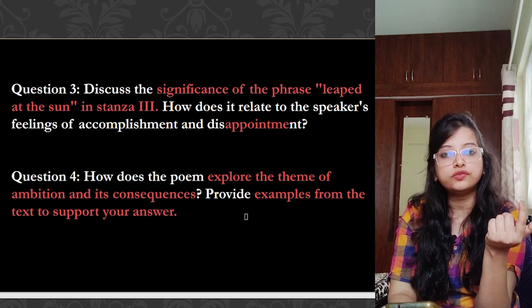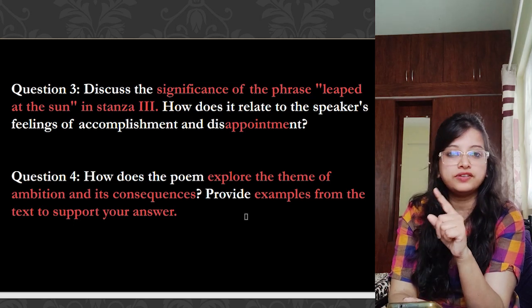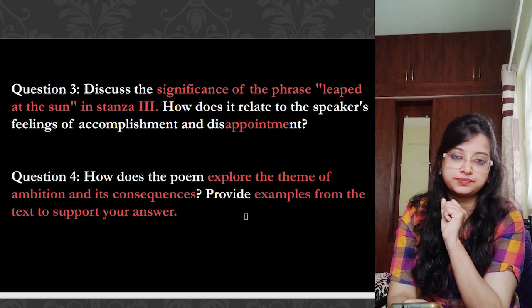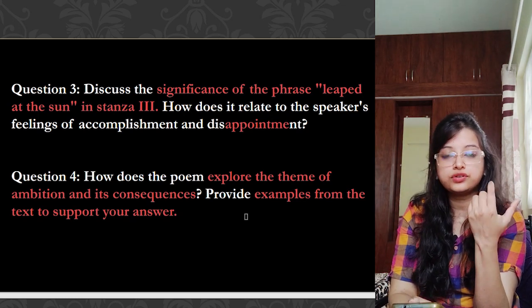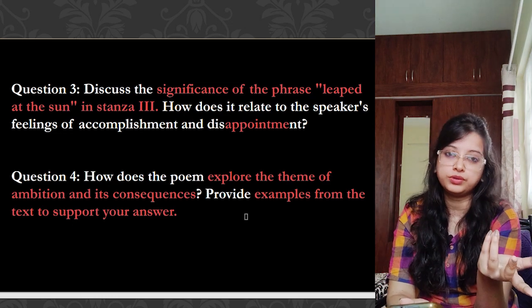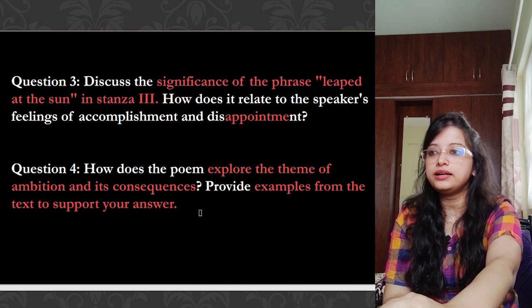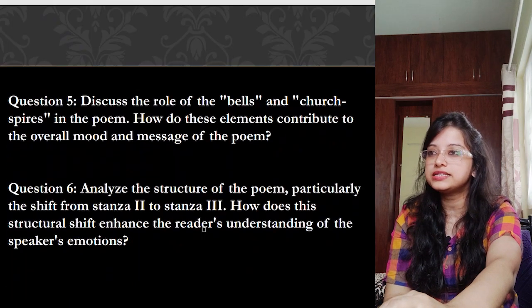So he was over ambitious, and that is what is given in the poem to support the ambitious nature of the patriot, where he tried to reach the unreachable or unachievable. So this is question 3 and 4 done. Next question, question 5 and 6, let's see.